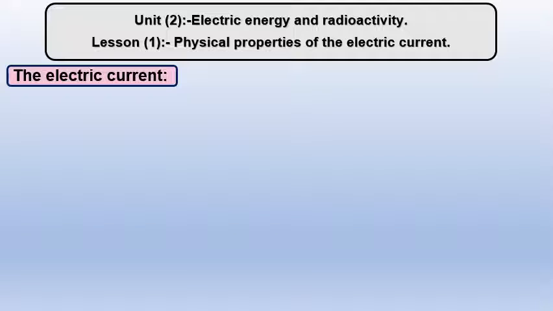So now, what's meant by the electric current? Electric current is a flow of free electrons in a conducting material.